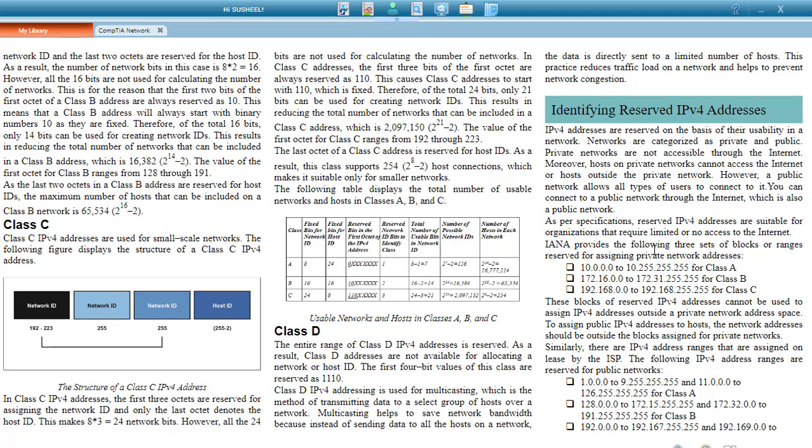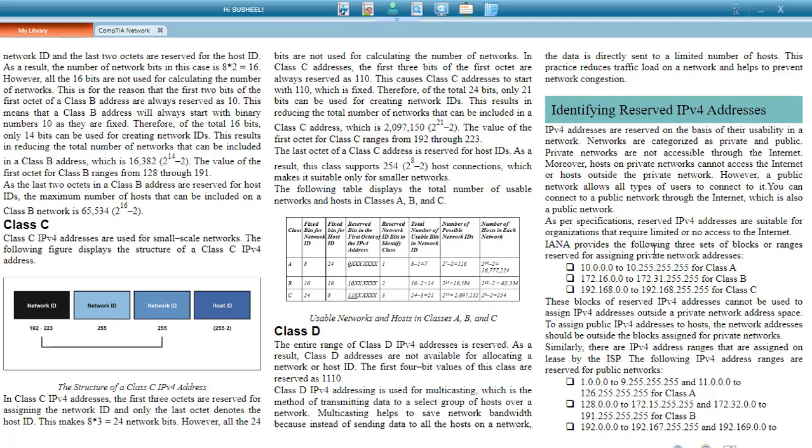As the last 2 octets in a Class B address are reserved for host IDs, the maximum number of hosts that can be included on a Class B network is 65,534, that is 2^16 - 2. Class C. Class C IPv4 addresses are used for small-scale networks. The following figure displays the structure of a Class C IPv4 address.